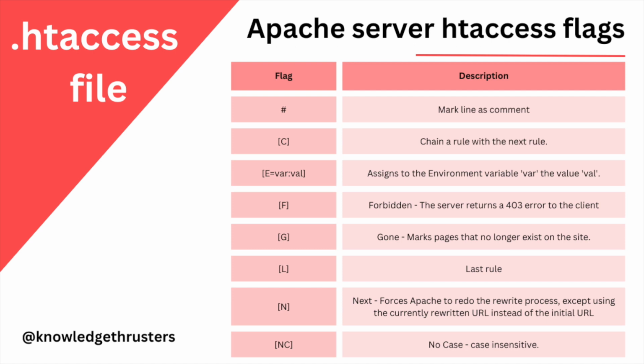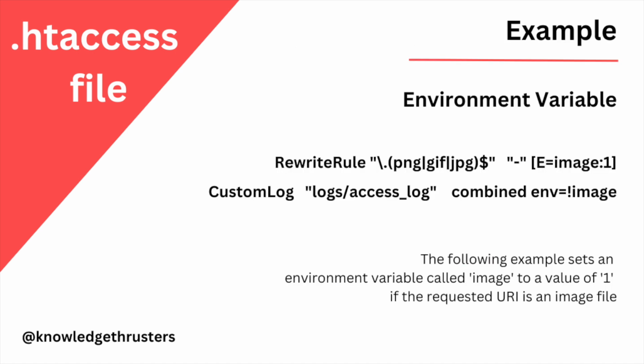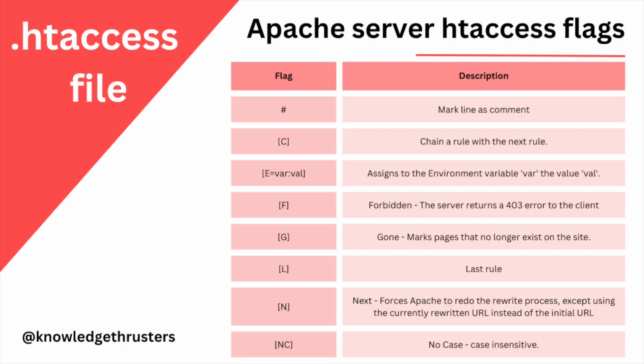So let me show you one example regarding this. Here in the example you can see image is the environment variable and its value is 1, set here. This rule checks if the requested URI is an image file, then it will set this environment variable as 1. Now next is F. F is forbidden, so the server returns a 403 error. So that's a forbidden one.